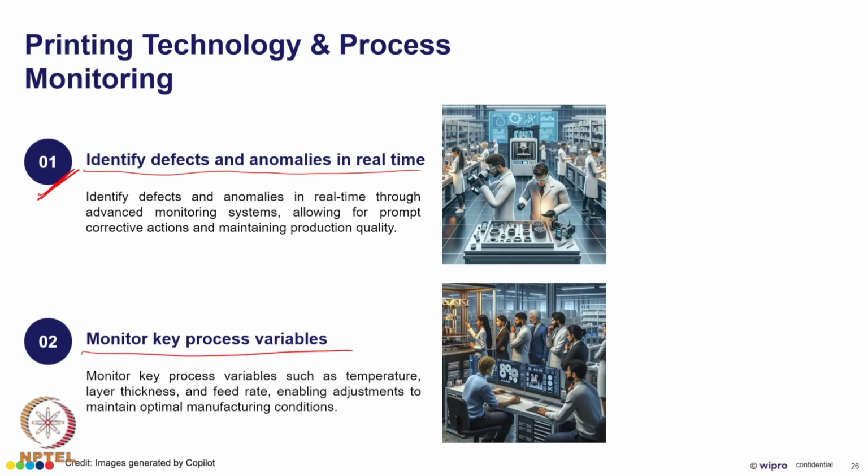So, we are able to easily identify this using a camera with the help of AI, and we can immediately stop the print or rerun the print with the required process variables. Then coming to monitoring, monitoring will work for things like temperature, whether layer thickness is perfect, whether feed rate is perfect or not, or if these things are going wrong, we can adjust them to the optimal manufacturing conditions.